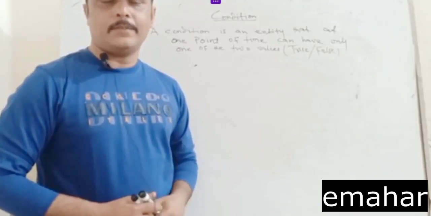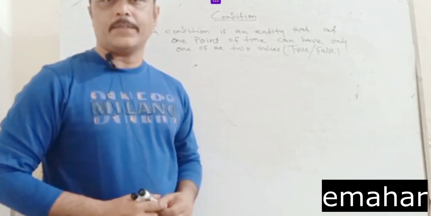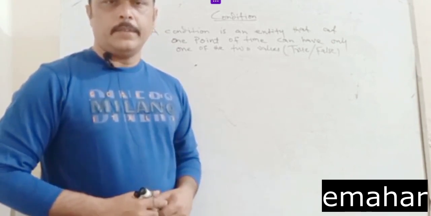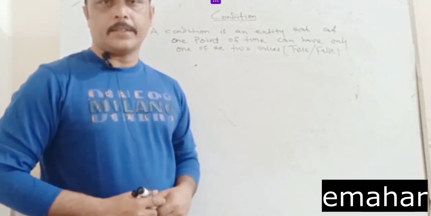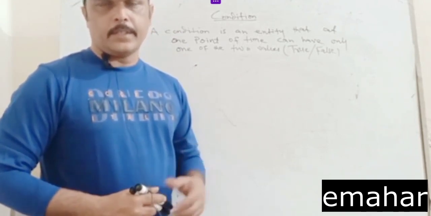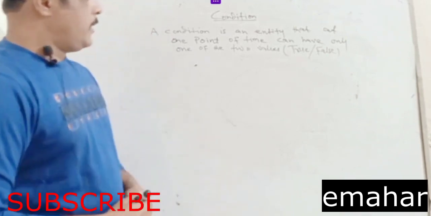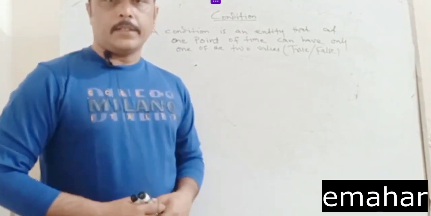Condition in COBOL. A condition is an entity that at one point of time can have only one of two values, true or false. In COBOL, a condition can be a relational condition, sign condition, class condition, conditional name, and negative, simple, or compound condition.